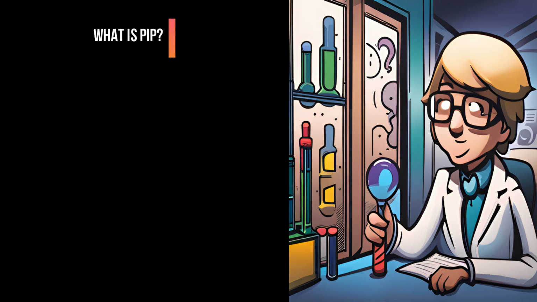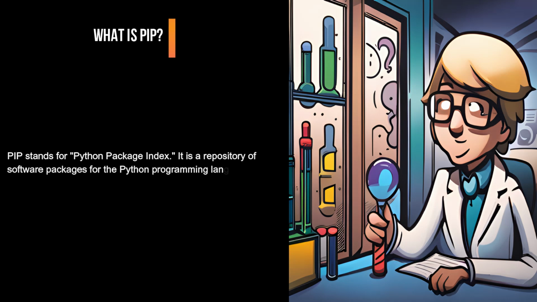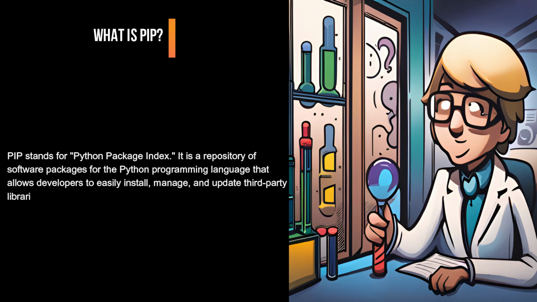What is PIP? PIP stands for Python Package Index. It is a repository of software packages for the Python programming language that allows developers to easily install, manage, and update third-party libraries and tools in their Python projects.